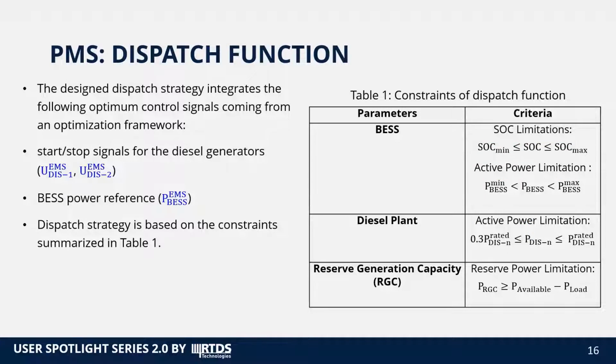The dispatch strategy formulated under the guidance of the IEEE standard integrates the following optimum control signals coming from an optimization framework: start and stop signals for the diesel generators, and the battery energy storage power reference. A blue color code is used to mark these signals. The dispatch strategy is based on a set of constraints summarized in Table 1. For the battery energy storage system, there is a state of charge limitation: the SOC has to be between SOC minimum and maximum, and an active power limitation. For the diesel plant, the diesel power has to be higher than 30% of the rated power to increase the fuel efficiency, and less than the rated power.